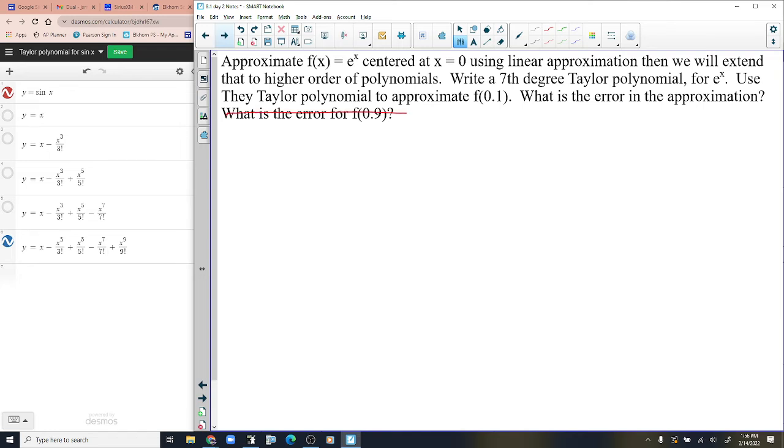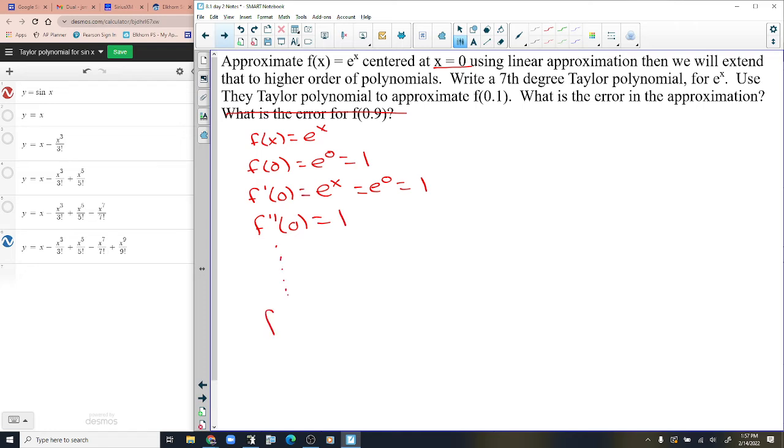All right, so our first step, f of x is e to the x. Our first step was plugging 0 in because we're centering at 0. e to the 0 equals 1. f prime of 0 is also e to the x, but when we plug 0 in, we get 1. And all of these will be 1. The 7th derivative is 1. All of them are 1. Because the derivative of e to the x is e to the x. So the polynomial is pretty straightforward.